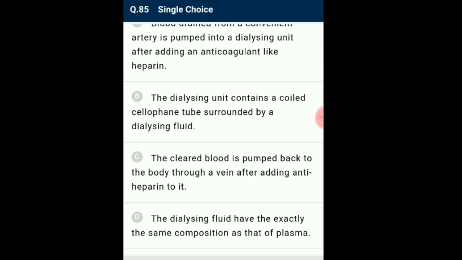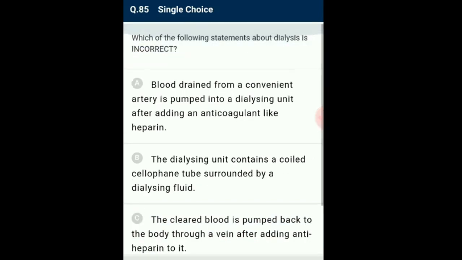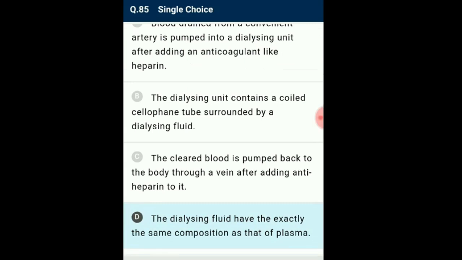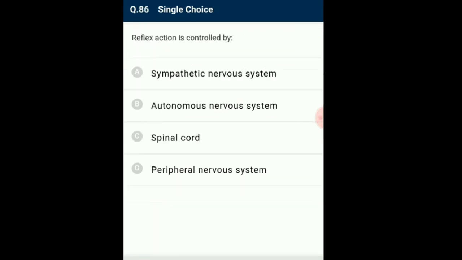Statement D. The dialysing fluid has exactly the same composition as that of plasma. So that is the incorrect statement about dialysis. So the answer is option D. Question number 86. Reflex action is controlled by. Reflex action is an involuntary functioning or movement of any organ or part of the body in response to a stimulus. The reflex action is an automatic motor response to the sensory stimulus without the brain being immediately involved. So the answer is option B.